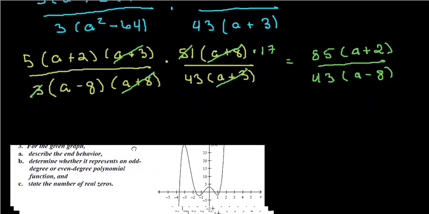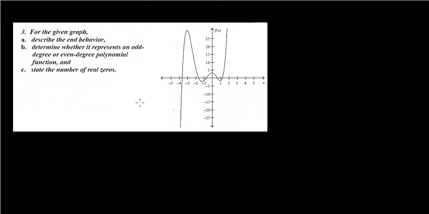Alright, cool. Number 3, for the given graph, describe the end behaviors, determine whether it represents an odd degree or even degree polynomial function, and state the number of real zeros. I'll give you a couple seconds for you to work this out on your own.